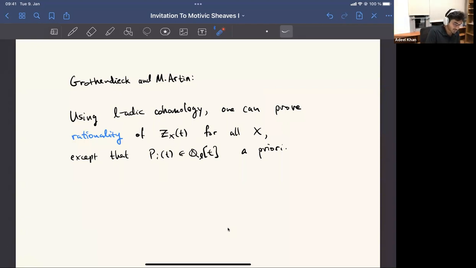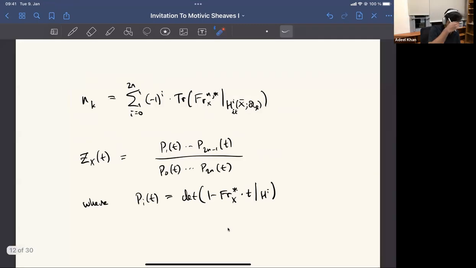So they were able to do this, and then they were able to prove this rationality for any smooth projective variety X, with the only issue that these polynomials, we wanted them to have integral coefficients. A priori, they only have Q_l coefficients. It will be useful for us to understand this a little bit more precisely.